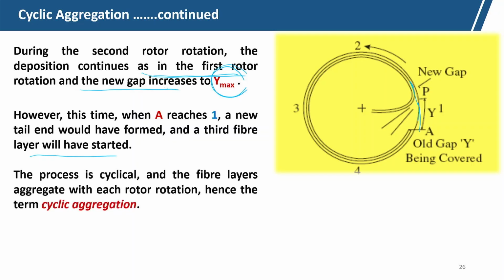This process is cyclic, with fiber layer aggregation at each rotor rotation, hence this is termed cyclic aggregation. So, after each rotation the fibers keep aggregating and simultaneously they are peeled off and twisted. So, this dynamic process continues.